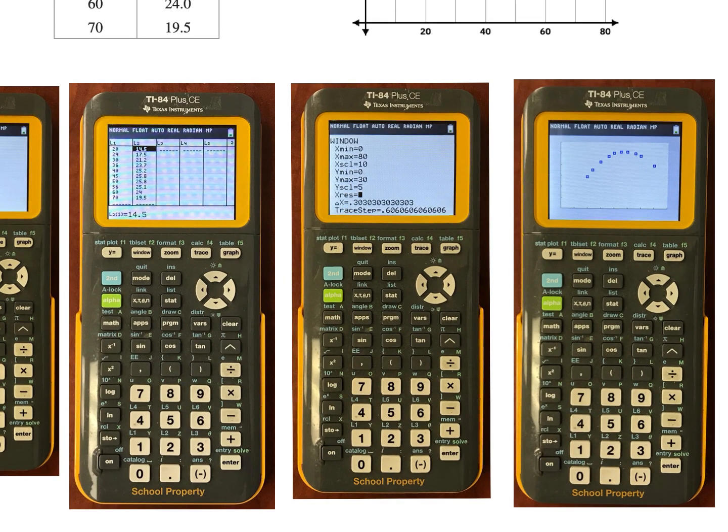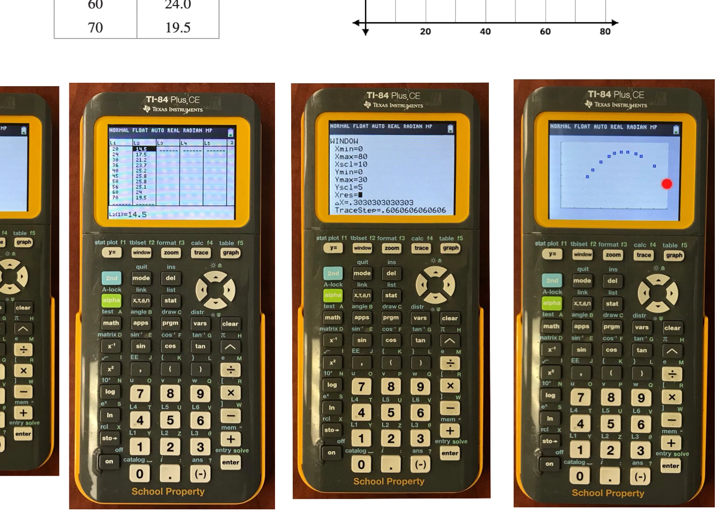And then here I just went from 0 to 30 to encompass all of my y values, and I scaled that by 5. So just use your table to make sure your max and your min cover all of your values. I usually like to set my min to 0 for these types of problems, but you don't have to. And then from there, you just hit graph, and then you see your scatter plot.